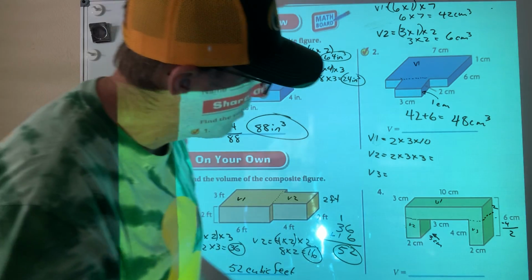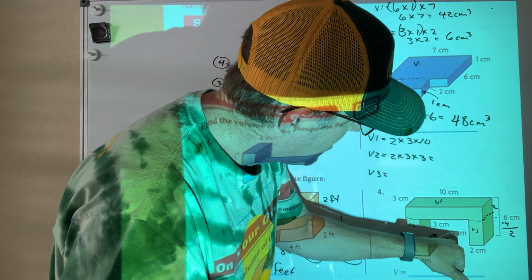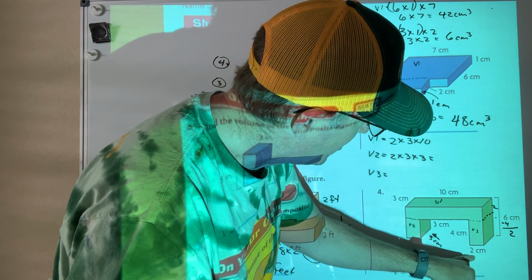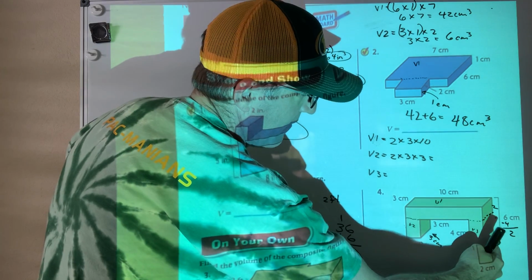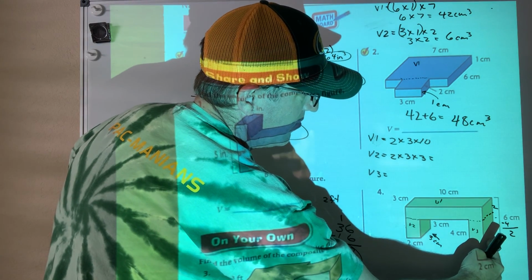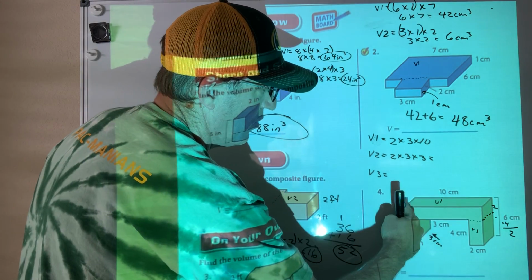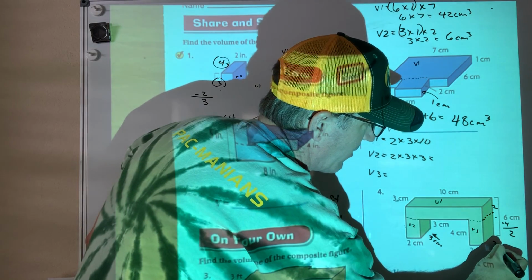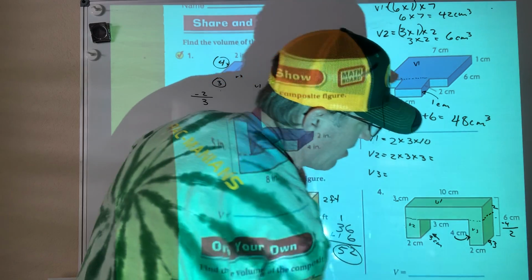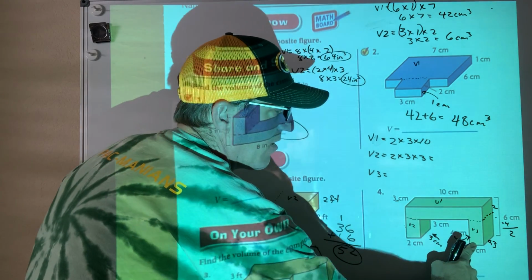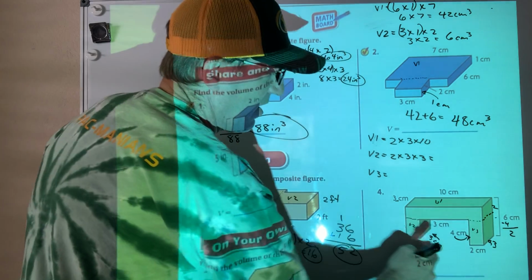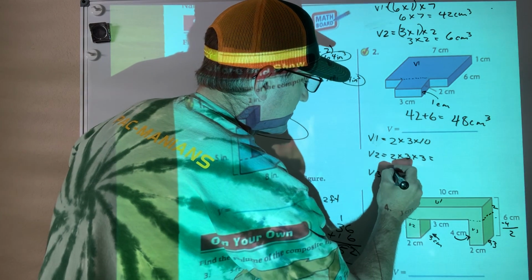And then my volume 3, well, they give me 4, right? And they give me 2, and what's my width? Well, I follow my edges. Boom, boom, boom, and I get 3. So this is going to be 3 right here. So this 4 centimeters is this part, 2 centimeters is that part, and 3 centimeters is my width. So I've got 4 times 2 times 3.